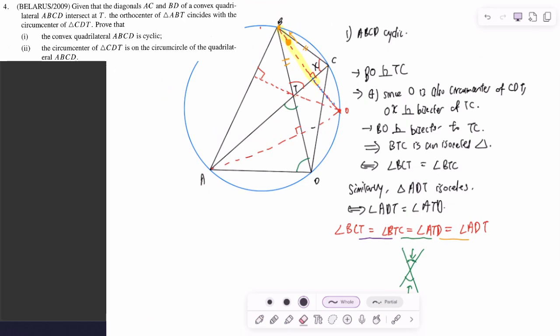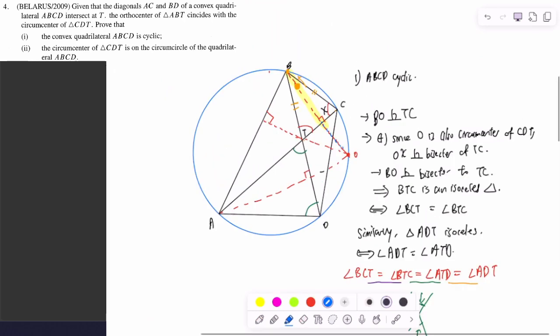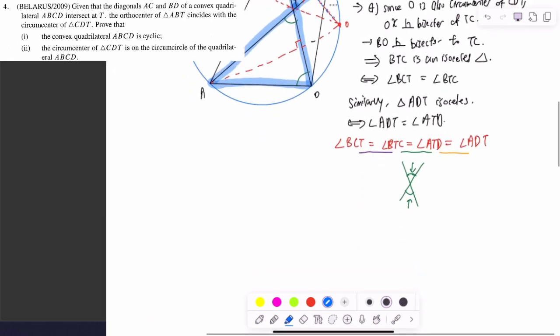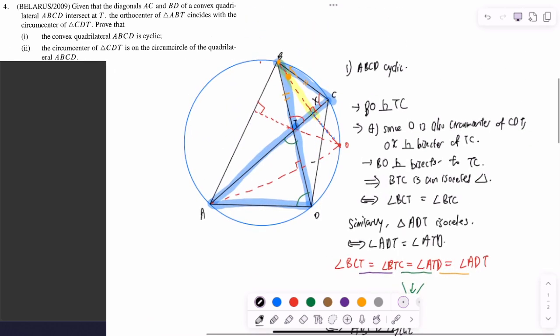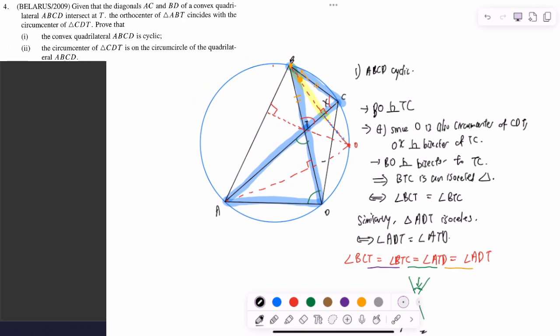What does that mean? Let me help you visualize. Angle BCT is equal to angle ADT, but ADT is also ADB. You just extend the line. So you see, this very clearly implies that ABCD is cyclic. So we're done. ABCD is cyclic like this.